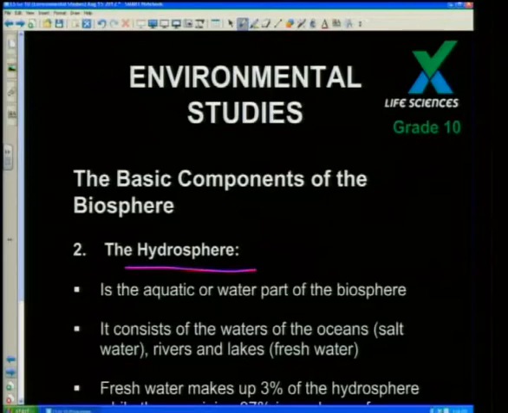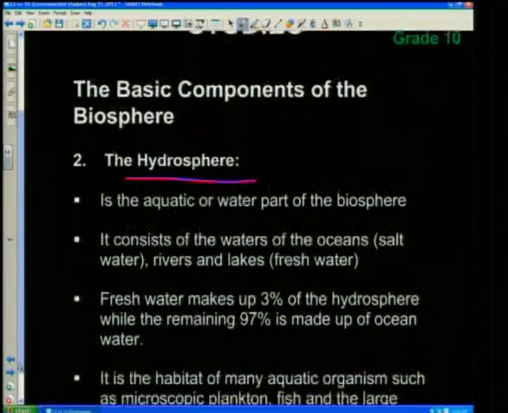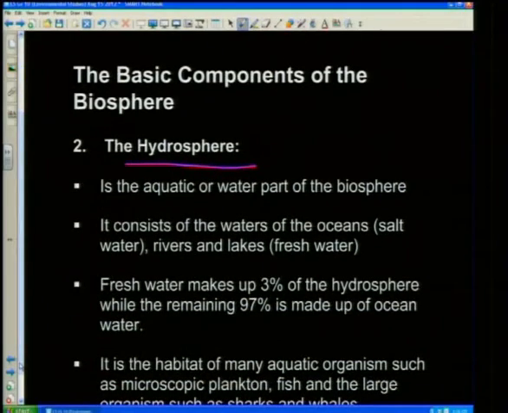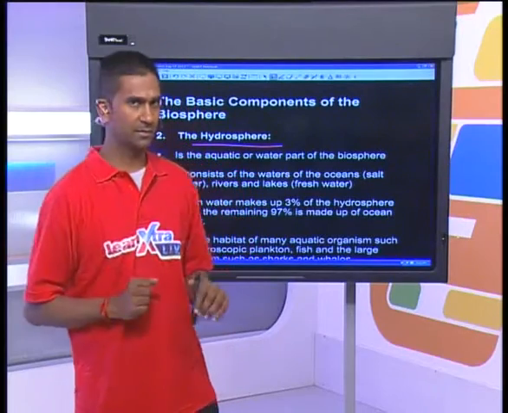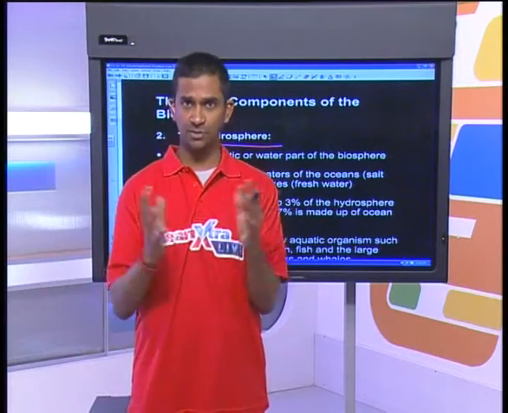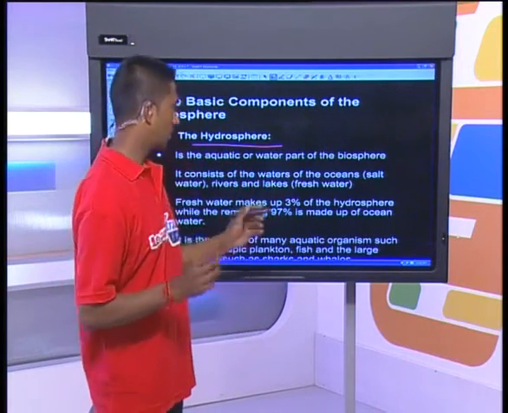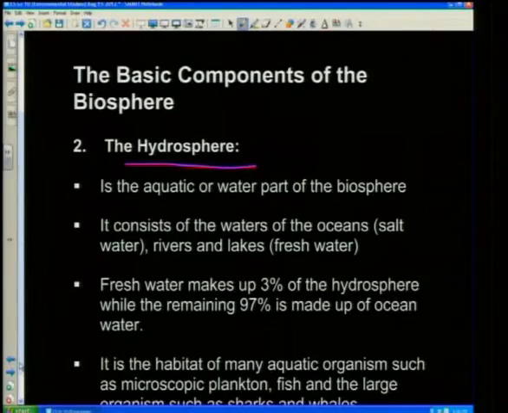When we look at the hydrosphere, hydro refers to water. We'll see that the hydrosphere is made up of all the water bodies on the Earth, and these can be divided into two types of water bodies. The first one consists of the oceans, and the second, the rivers and the lakes.